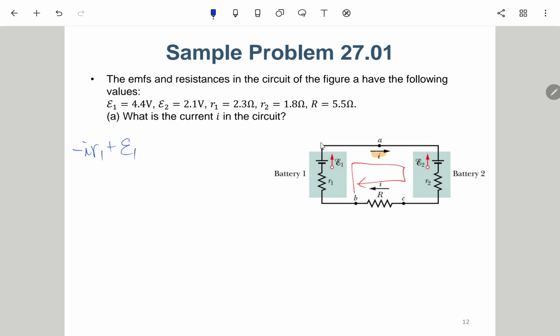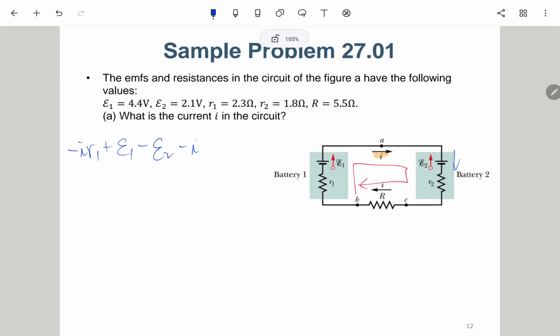and then starting from this point going to here, the direction is like this. So this is high, this is low, so be careful. This one should be minus E2, and then going further through R2, it is nothing but IR2. And then next here we have R, so we also minus I capital R equals 0, going back to the original point.